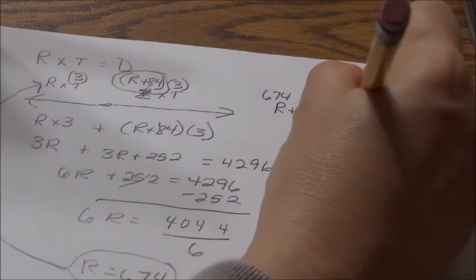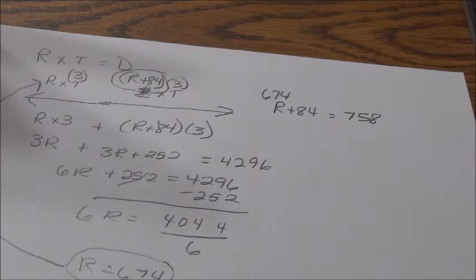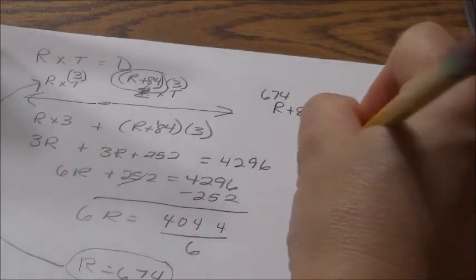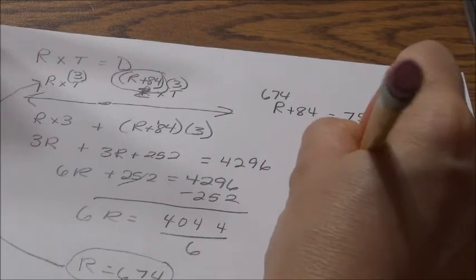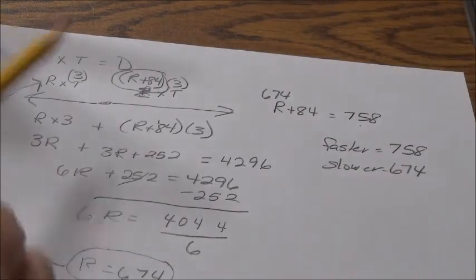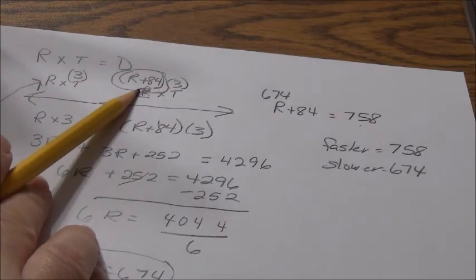Is 758. So the question wants to know what is the rate of the faster jet and what is the rate of the slower jet. So the 758 would be my faster jet, and my slower one would be the 674. So I had my rate, and then I had my rate of my other one, which was R plus 84 because it went faster.